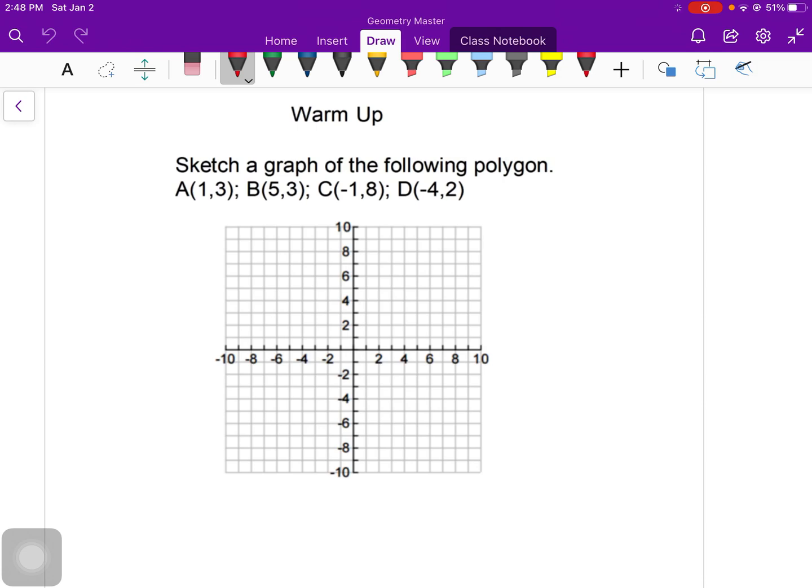Go ahead, pause the video, work out this warm-up problem. All you have to do is graph, or sketch a graph of that polygon. When you're done, unpause it just to make sure that you got the polygon in the right spot.